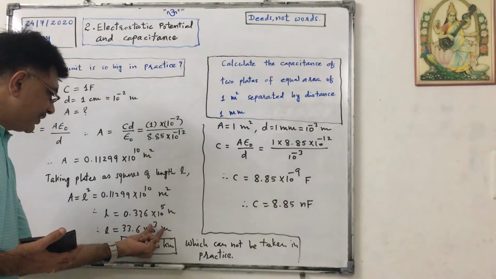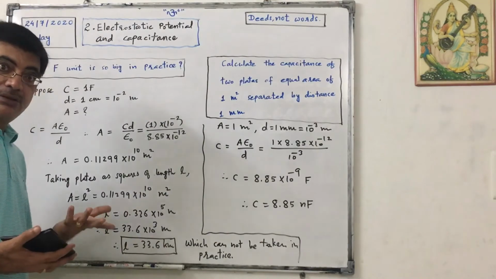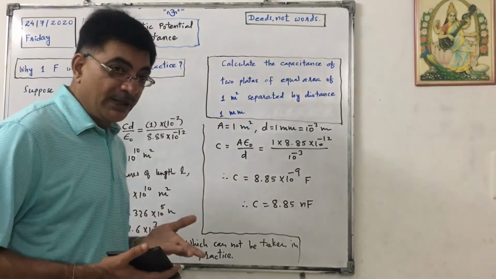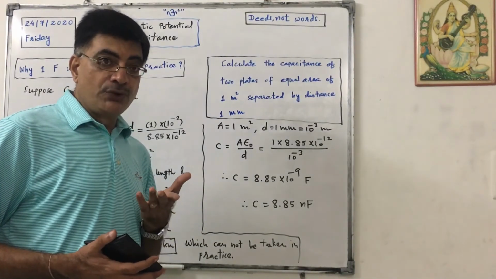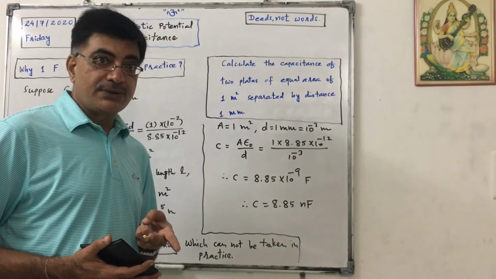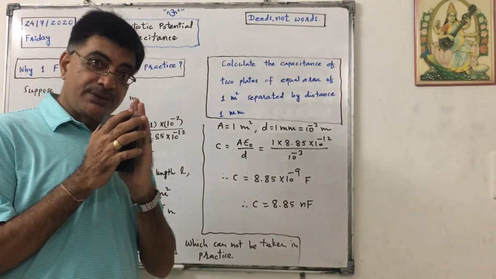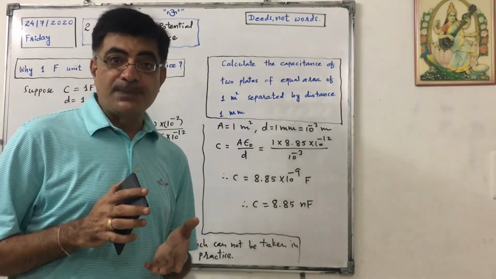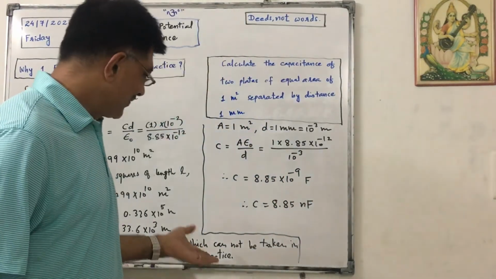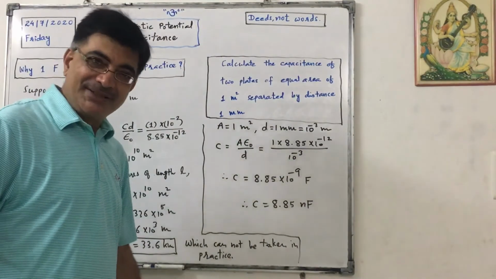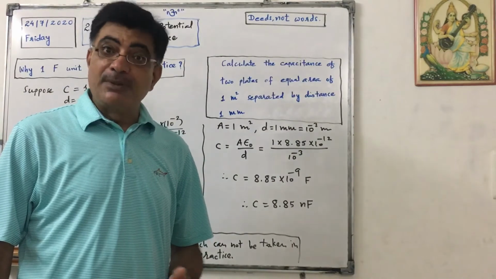But 10 raised to 3 can be considered as kilo. So 33.6 kilometer. See, if we want to prepare a capacitor of capacitance 1 farad, and if we want to use two square plates, and put the two plates at 1 centimeter distance, we have to take the length of each plate as 33 kilometers, which is not practical. So 1 farad is a very big unit. So in practice we use microfarad, nanofarad, picofarad.